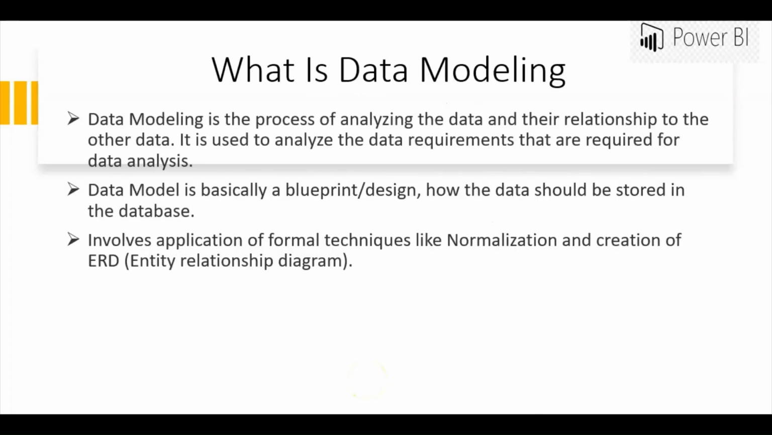So what is data modeling? Data modeling is the process of analyzing the data and their relationship to the other data. It is used to analyze the data requirements that are required for data analysis. In real work environments or companies, data comes from different sources and is stored in different databases, tables and files. Not only different tables or databases, but different types of databases and sources.